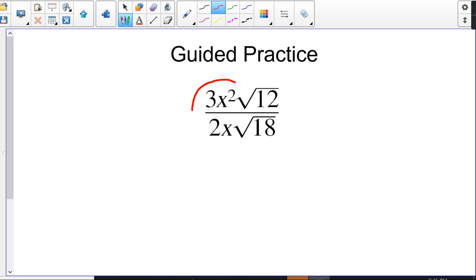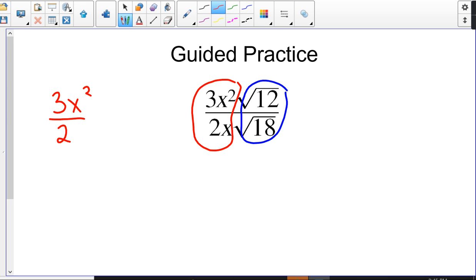So outside the radical, I have 3x squared divided by 2x. Inside the radical, I have 12 divided by 18. So I'm going to write my outside fraction right here to work on, and we'll put the inside fraction right here, and we'll work on it after we finish simplifying the outside parts. So let's simplify our outsides first. 3x squared divided by 2x.